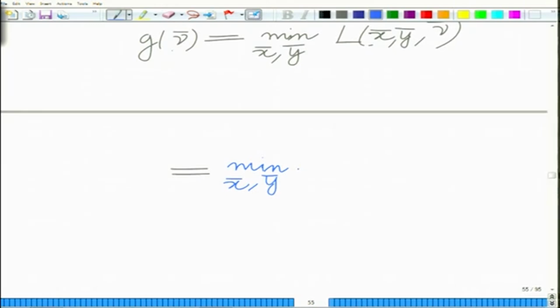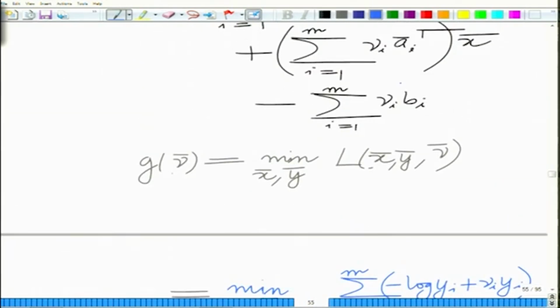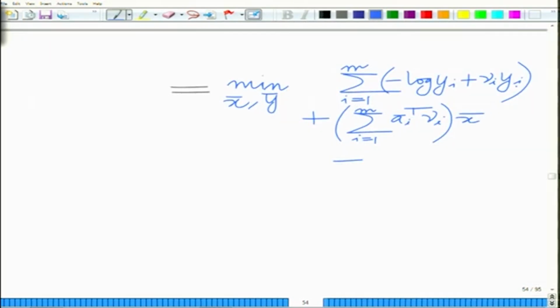Well, we have the original, I am going to simply write it as minus summation i equal to 1 to m of minus log yi plus nu i yi, plus summation i equal to 1 to m of ai bar transpose nu i into x bar minus, now of course summation of nu i bi, I can simply write this as nu bar transpose b bar just for brevity, which is minus nu bar transpose b bar.